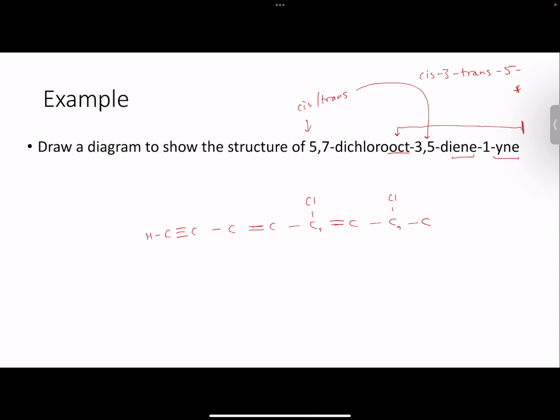And looking at that name, I've got 2 double bonds, I've got a triple bond, and I've got the 2 chlorine groups here. So all I need to do now is saturate each carbon with hydrogens that doesn't have 4 bonds. And I've drawn the structural diagram.